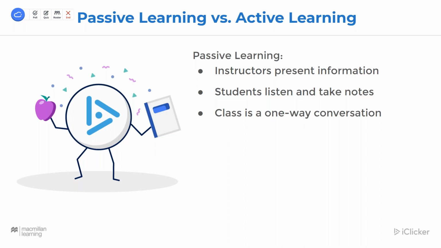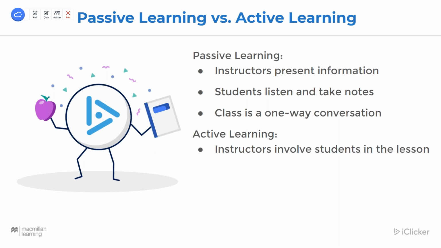With passive learning, class is a one-way conversation that goes from instructor to student. And this can be really nice because we can control that conversation and we can have a lesson plan that's very, very tight. One of the things with active learning that can be a challenge for instructors is there's more flexibility required. Instructors involve students in the lesson. Without the students, no lesson can take place if you're doing active learning. They are essential to it.